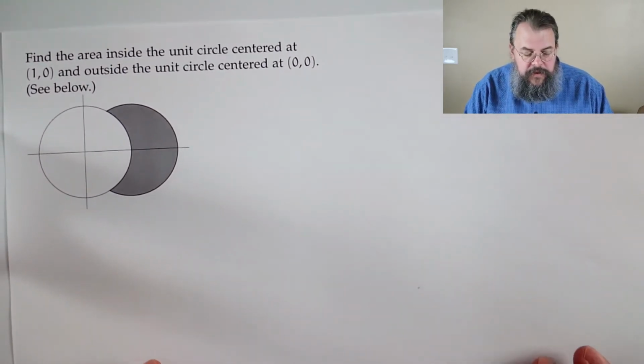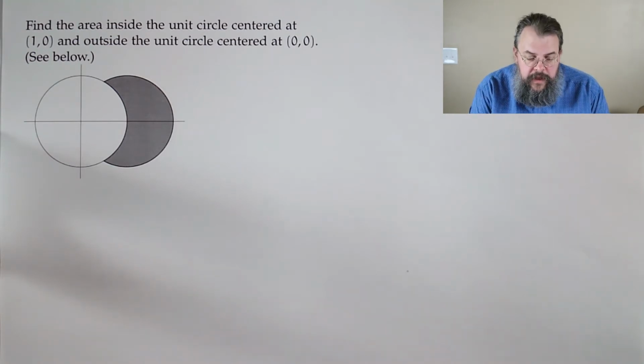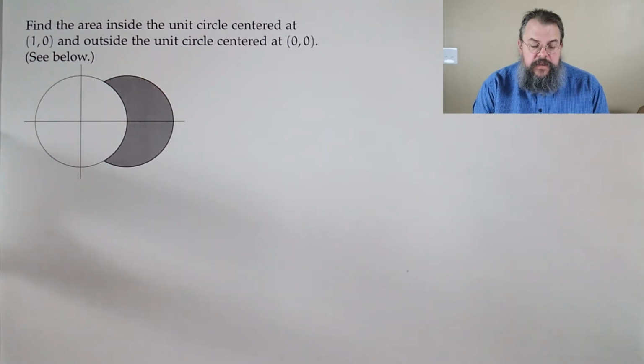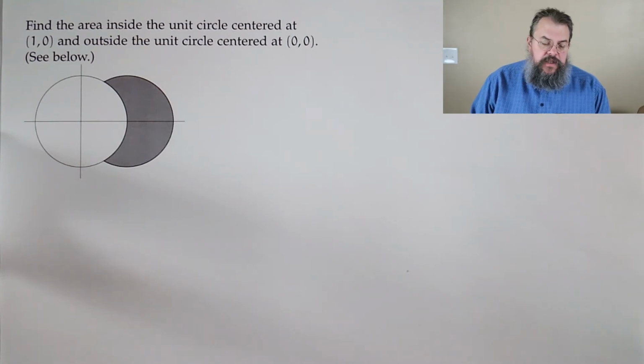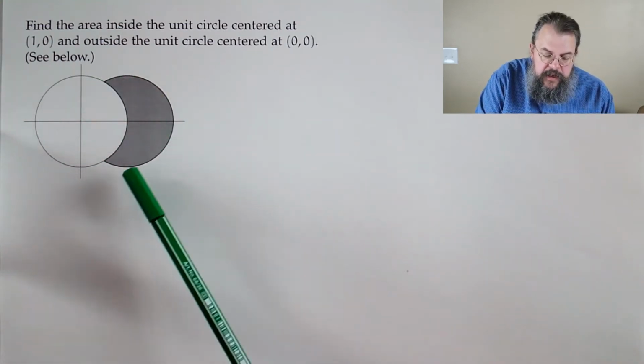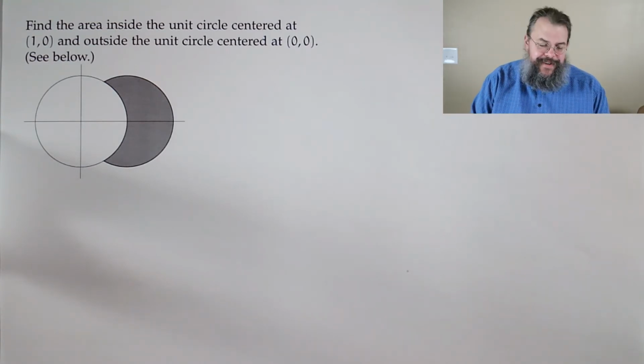And so we'll do another problem, very similar. Find the area inside the unit circle centered at 1, 0, and outside the unit circle centered at 0, 0. So we have two unit circles. The difference is one of them has been shifted over. It's kind of like you have a planet and there's a moon behind it, and you might be thinking to yourself, that's no moon. Well, you could imagine it was, right?